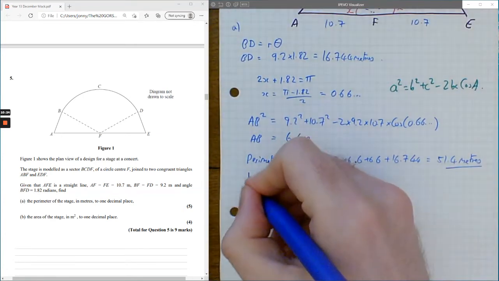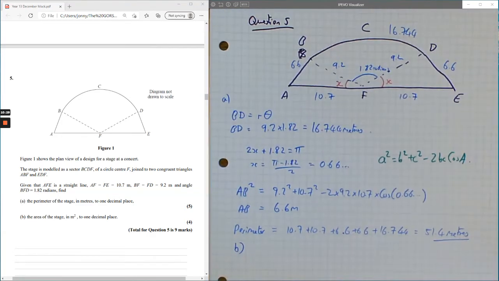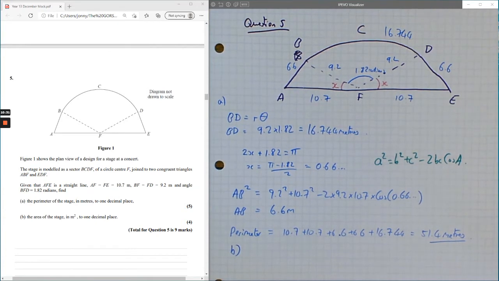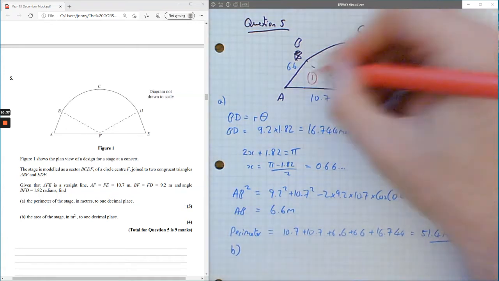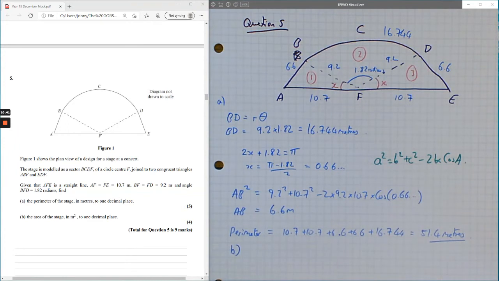For 5B, we want the area. So the total area should be quite straightforward from where we are now. So we have three shapes. I think I can show you here. 1, 2, and 3. Now shape 1 and shape 2, right, should be equal to one another. So shape 1 and shape 3.